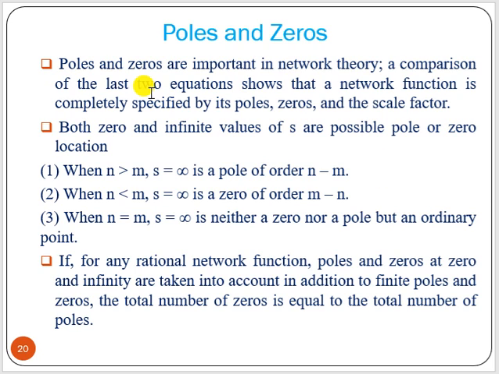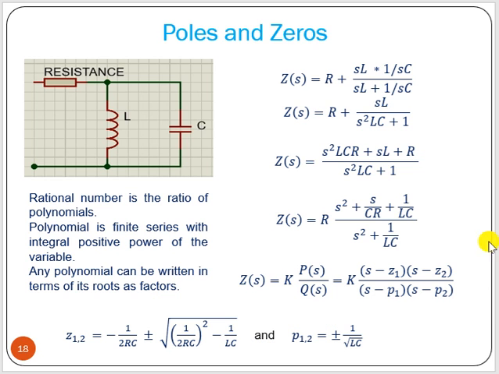Now poles and zeros are important in network theory, in control theory, in signal systems, everywhere. A comparison of the last two equations shows that a network function is completely specified by its poles, zeros and the scale factor. So here you can see that the network function derived can be explained by the zeros, poles, and this K is the scale factor.